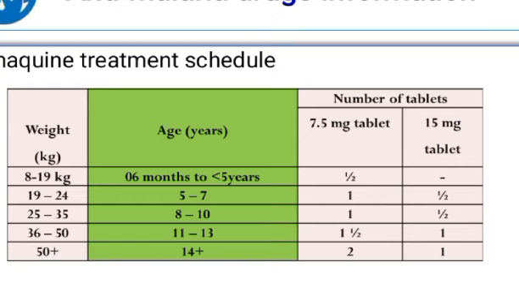36 up to 50 kg, age 11 up to 13 years: 7.5 milligram tablet, 1 and a half; 15 milligram tablet, 1. 50 plus kg, about 14 years: 7.5 milligram tablet, 2; 15 milligram tablet, 1.